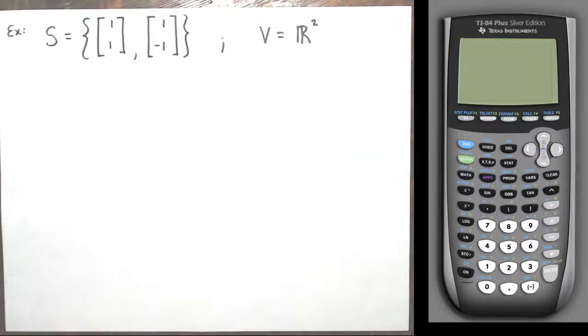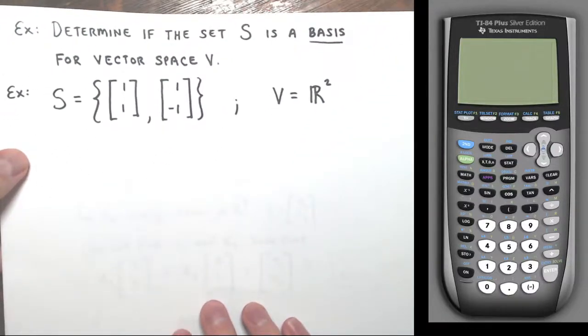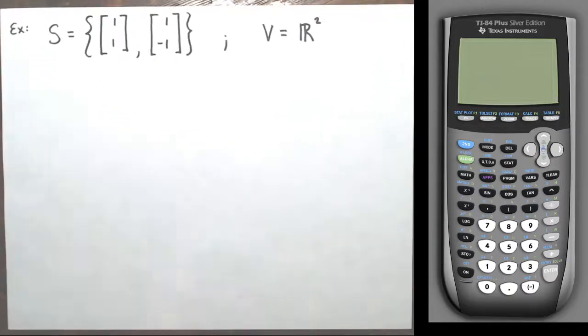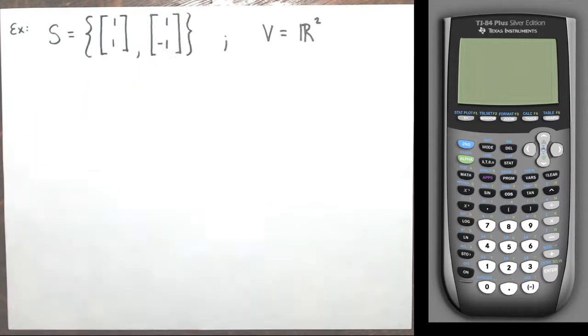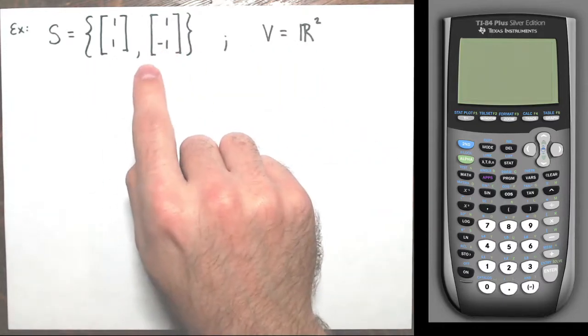Same instructions. I'm still going to be doing the same instructions as the first example. I'm asked to determine if the set S is a basis for vector space V. Here, S is the set of these two vectors again: (1, 1) and (1, -1). And the vector space is again R2. This is a subset of R2. Everything has two components.